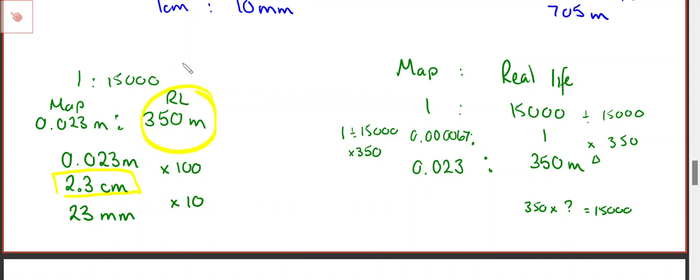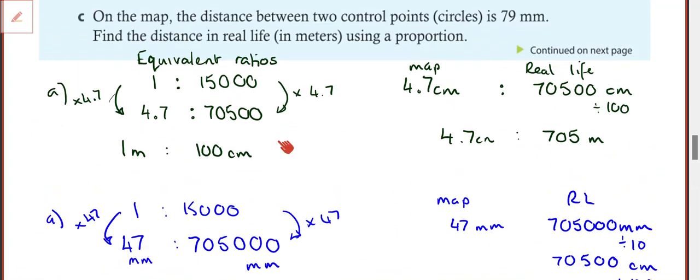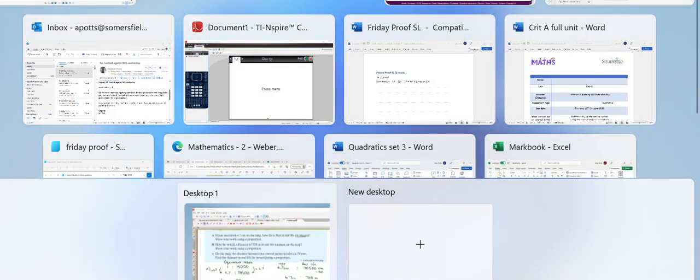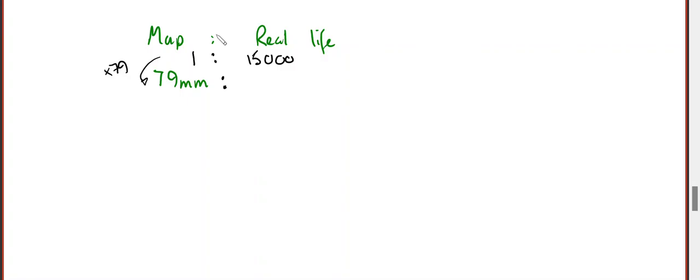So I believe there is one final question, which is: on the map, the distance between two control points is 79 millimeters. Find the real-life distance. So you should be able to answer that question now. Go for it. Can you do that?